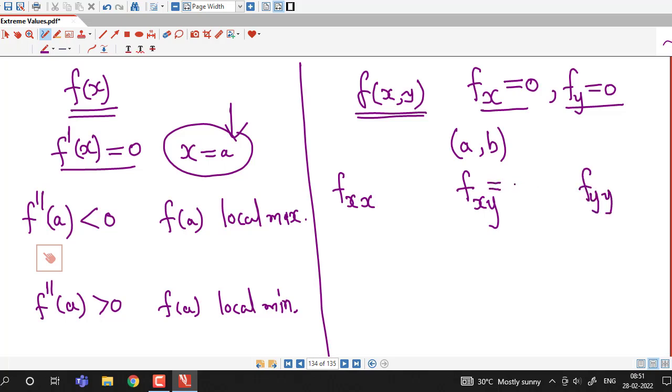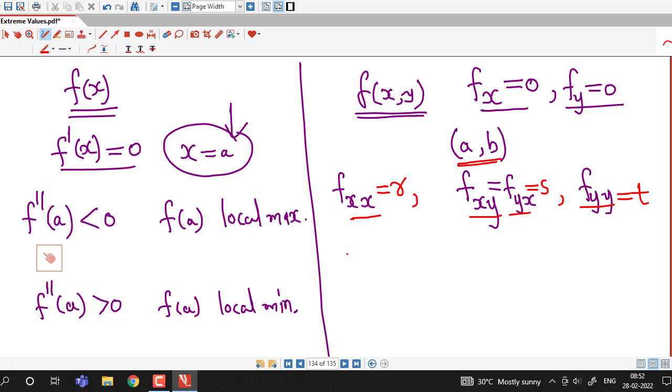We will assume in the second derivative test that all these partial derivatives are continuous, therefore these two are always equal, and we denote these derivatives by these notations. We denote fxx by r, we denote fxy equal to fyx by s, and we denote the second order partial derivative with respect to y by t. So we will find all these second order partial derivatives and denote them by r, s, t, so that every time we don't have to write these expressions.